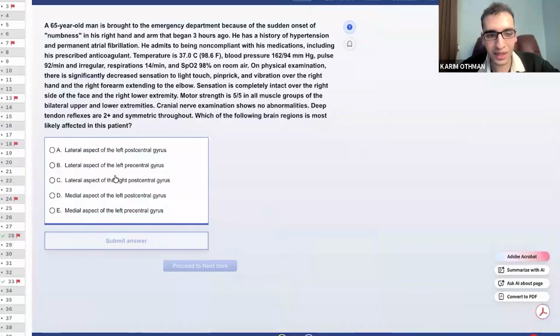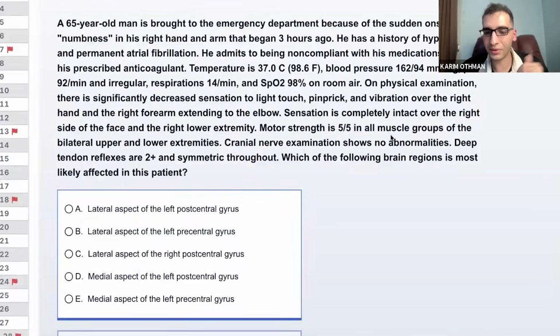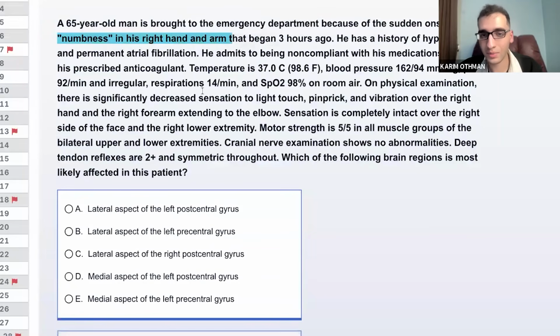Let's answer these questions, guys. I need to answer this question with you. And let's try to address it with each other. Okay, let's go. So a 65-year-old man is brought to the emergency because of sudden onset of numbness in his right hand and arm that began 3 hours ago. Numbness in the right hand and arm. He has a history of hypertension and permanent atrial fibrillation.